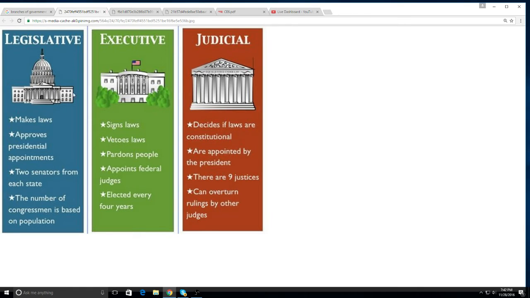So Article 1, Article 2, Article 3. These guys really have one power. What is it called if we say decide if laws are constitutional? What power? Well, first of all, what's the highest court? What's the highest court?